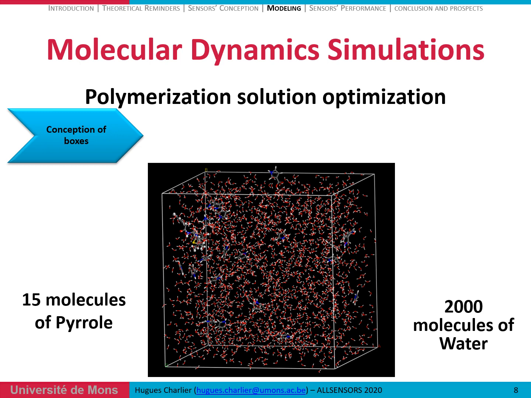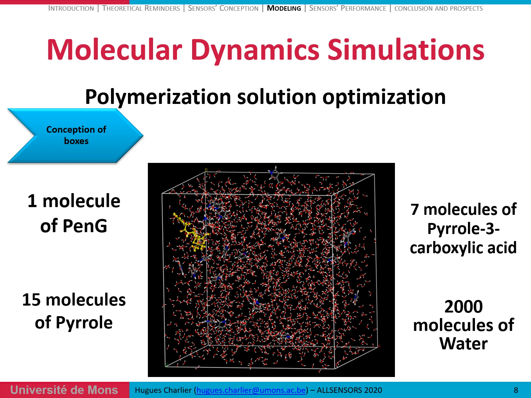To ensure that we have good imprinting sites after our polymerization, we performed molecular dynamics analysis thanks to the Materials Studio program. This program allows us to put together in a box all the molecules that are supposed to react during our polymerization. Here, for example, we put 2000 molecules of water, 15 molecules of pyrrole, 7 molecules of pyrrole carboxylic acid, and all of this for 1 molecule of penicillin G, which is quite similar to some of our pre-polymerization solutions. Here, the molecules are set in the box randomly without taking into account the interaction between any of those molecules, so it will have to be done.